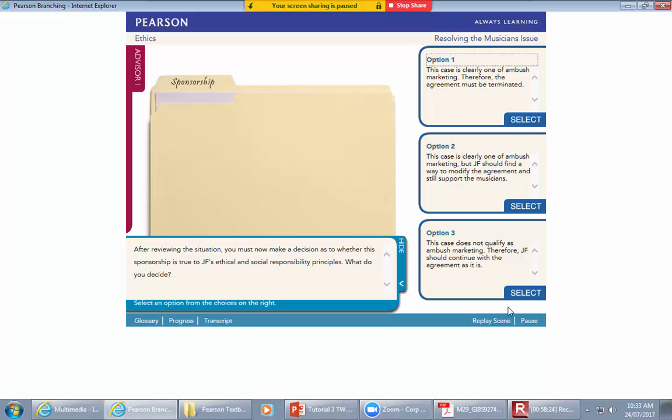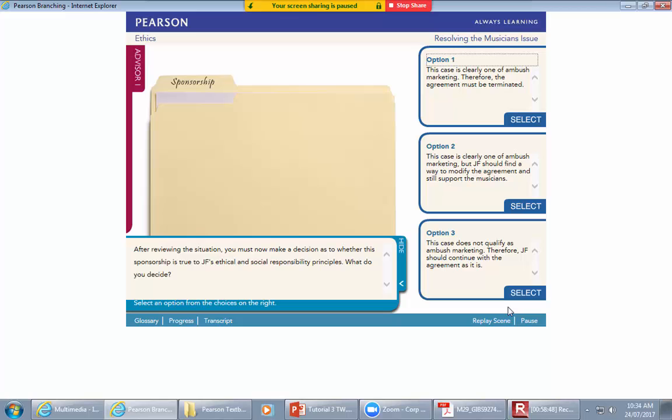Well, we first need to find out what advantages this sponsorship has to our company. Okay, so someone says we have to look at the cost-benefit analysis. Yes? And we have to see what benefit this kind of agreement would bring to JF. Because if it's beneficial enough, then it's worth spending extra money. All right.